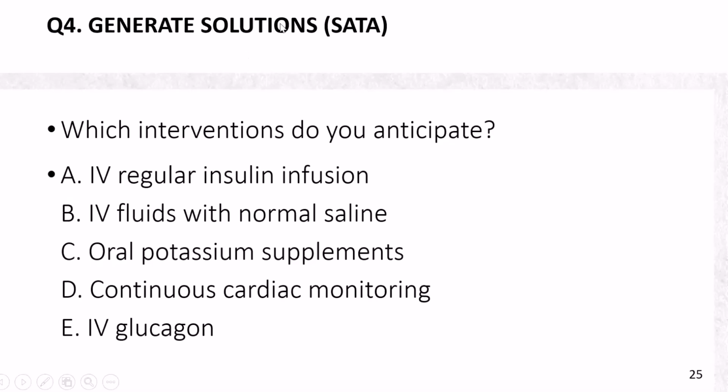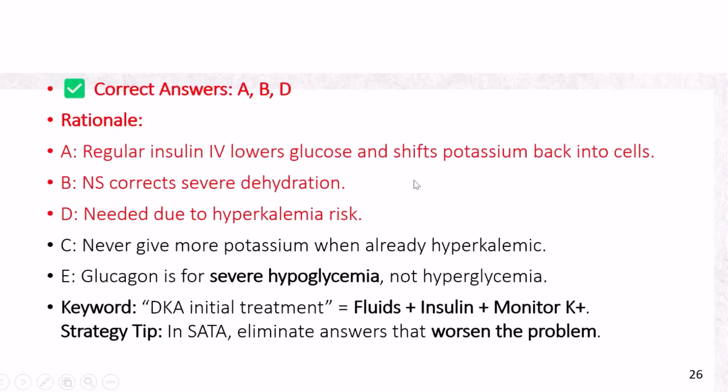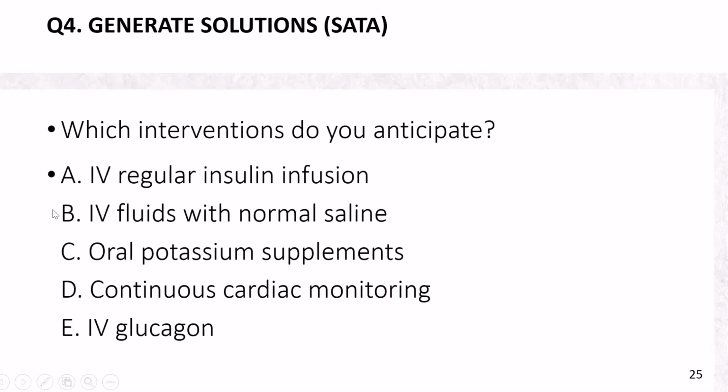So this question is just testing your content on diabetes and then diabetic ketoacidosis, which is a complication of diabetes. So yes, let's see. A, B, and D. Continuous cardiac monitoring because of the potassium issue. IV fluids with normal saline. For diabetic ketoacidosis, hydration, hydration, hydration. Super important. And then we have to take care of the hyperglycemia by giving insulin.